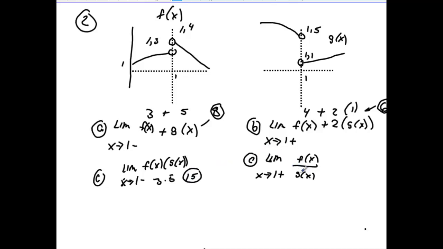Limit of f of x over g of x as x approaches 1 from the positive side. So we go up to f of x, I'm going to 4. On this one here, I'm coming from the right side, I'm going to 1. And the answer is 4. And that's the answer to number 2.